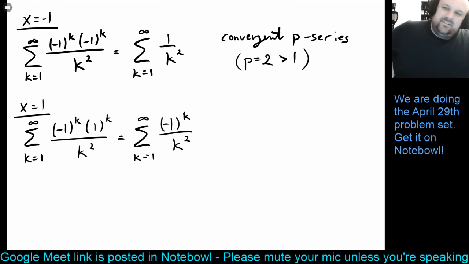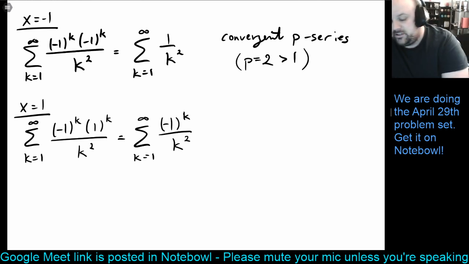Any answers here for whether that converges or diverges? Why? Does it converge by the alternating series test? Yeah. So you can show that this converges by the alternating series test.